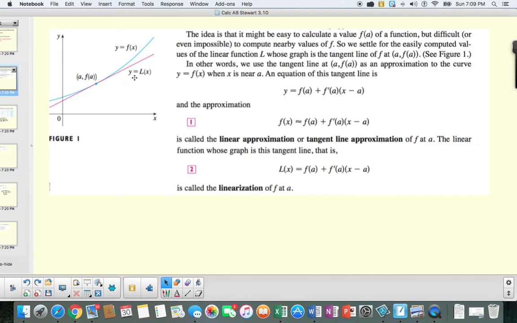The farther away, you can see right here that the output of the linearization and the output of the curve have a greater difference between them.